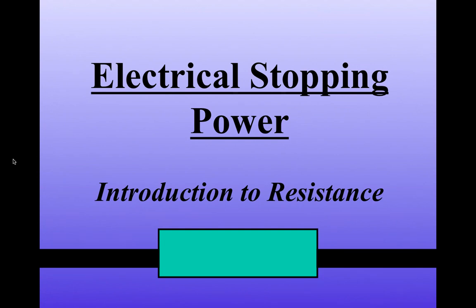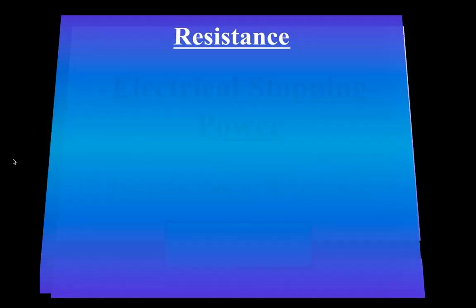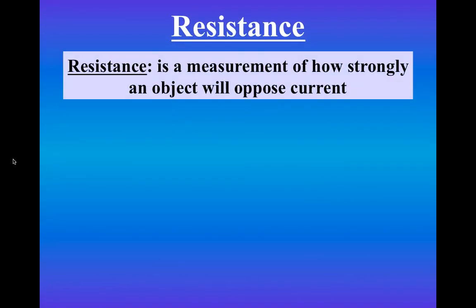Voltage alone does not determine how much current flows throughout a circuit. The materials used to conduct electricity have properties that prohibit the perfect flow of charge in a circuit. This is called resistance, as you can see on the screen: the slowing or the prohibiting of electron flow. Resistance is a measurement of how strongly an object will oppose current.